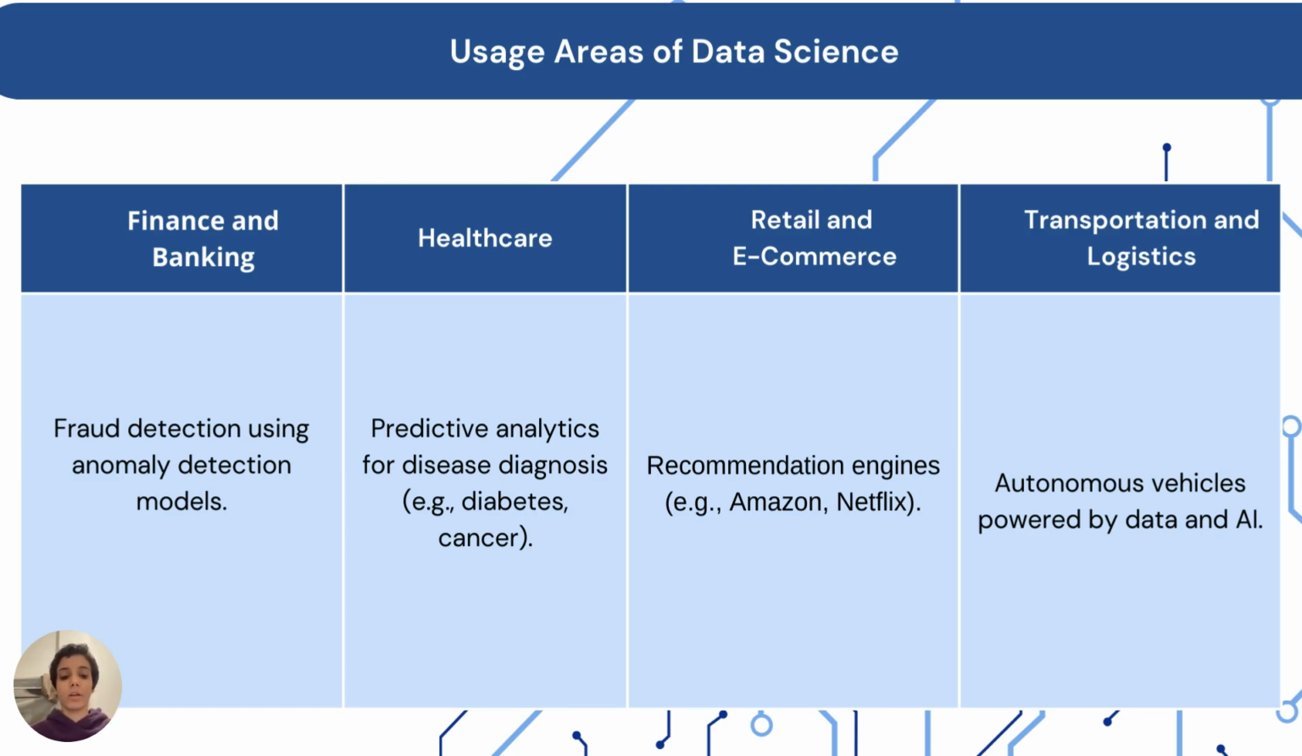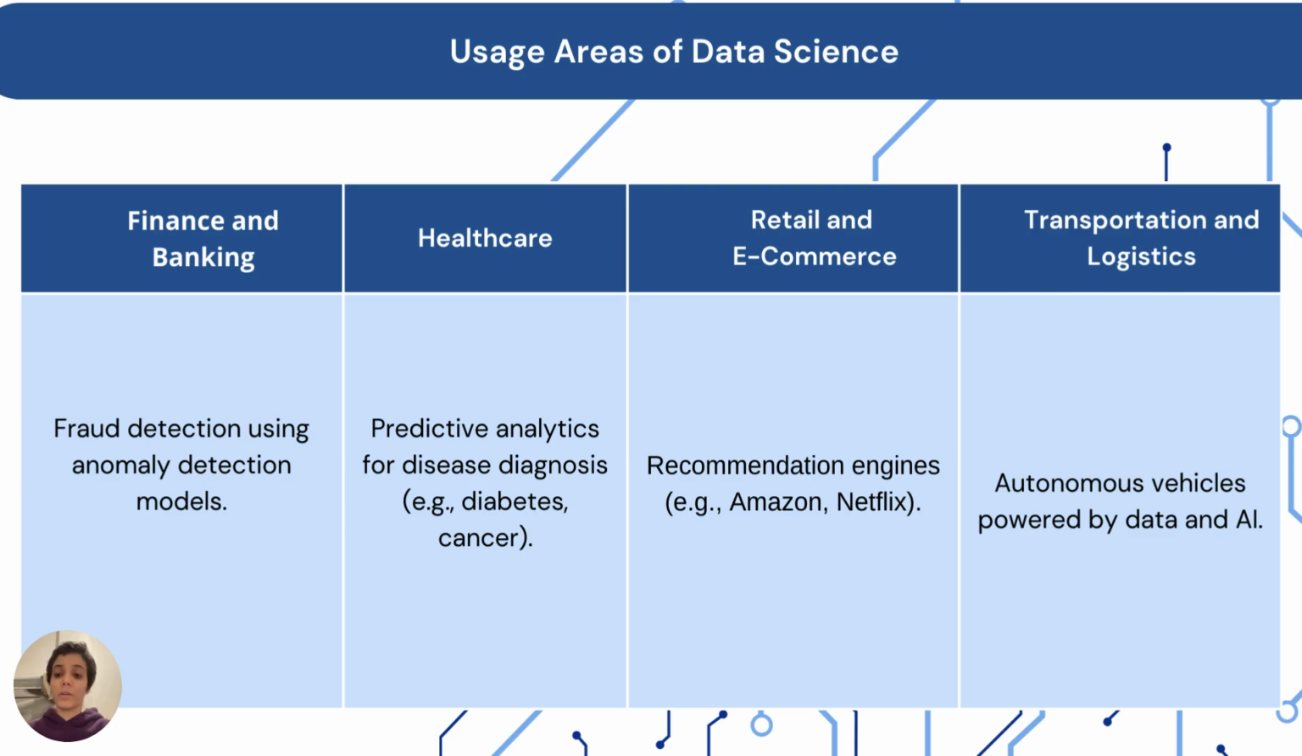Here we have my last slide, which is about the use areas of data science. Finance and banking applications. We have fraud detection using anomaly detection models. We have risk assessment and credit scoring. We have algorithmic trading and investment prediction. And this has a lot of impact. It improves financial security and customer trust, and makes financial operations efficient and accurate.